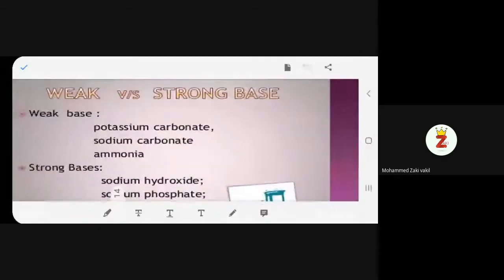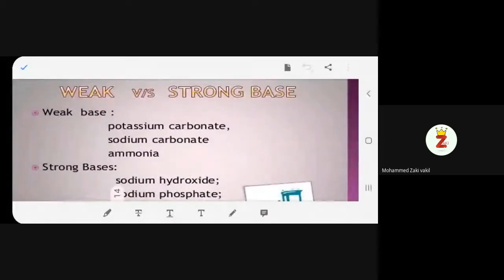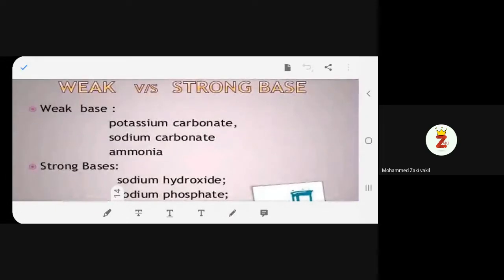We'll see weak versus strong bases. We know the bases now, but which are the weak bases and which are the strong bases? One more thing I want to tell you, beta. There are many slides which are not in your textbook, but I've purposely taken them so that it becomes a storyline. This is for your own general knowledge, so that you become stronger and don't forget anything in between.